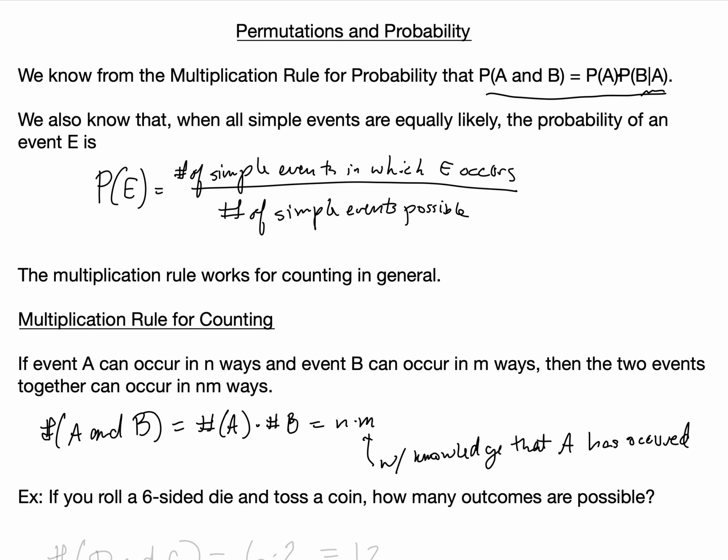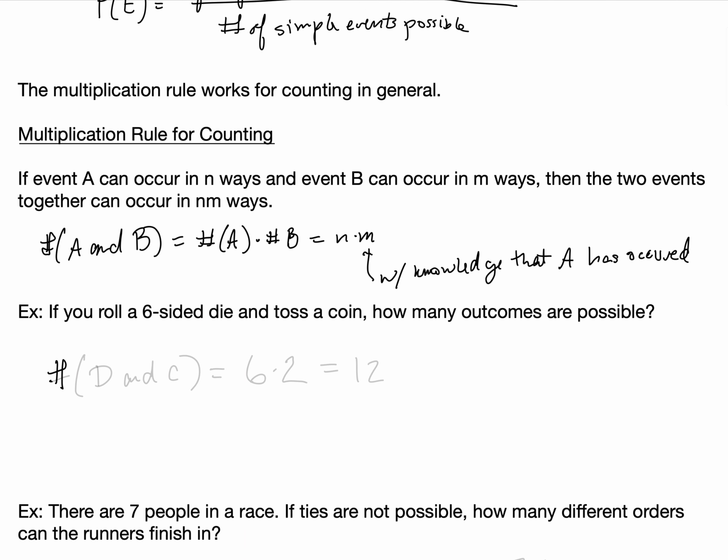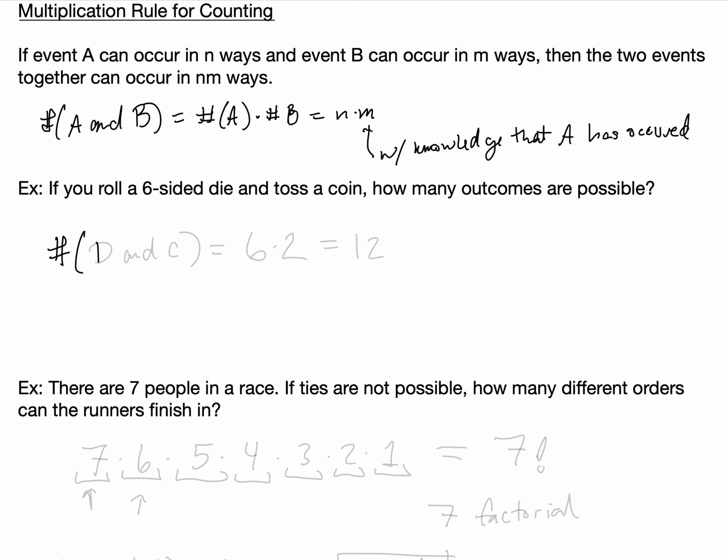So as just a basic example, if you roll a die and toss a coin, in how many ways can the die and coin be rolled and tossed? How many outcomes are possible? Well, this was a 6-sided die and presumably a 2-sided coin. There are 12 different possible outcomes for that die and that coin.